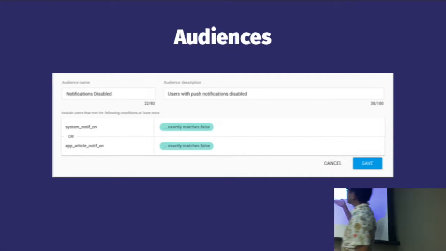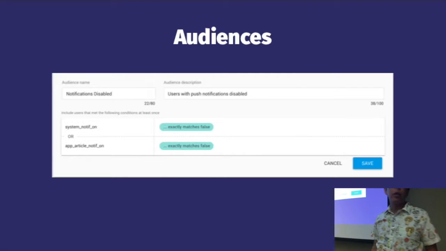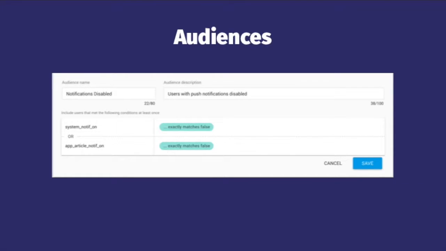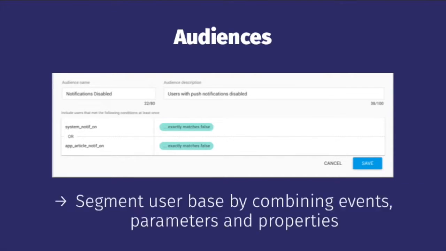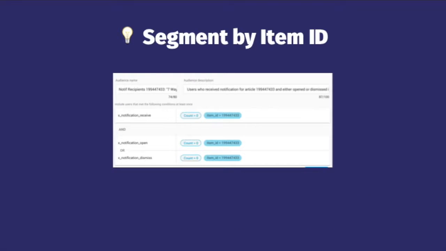So audiences is a tab in the analytics console that you can define. For our particular use case, we want to segment our audience, or define an audience, by the item ID. So this is too blurry for the people at the back. But I've defined an audience that says users who received a notification with a specific ID and that have created the notification open for that same ID, or they've dismissed it.